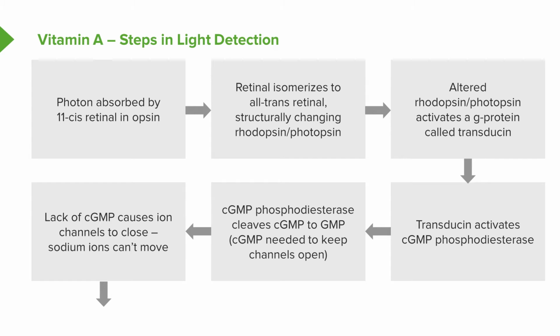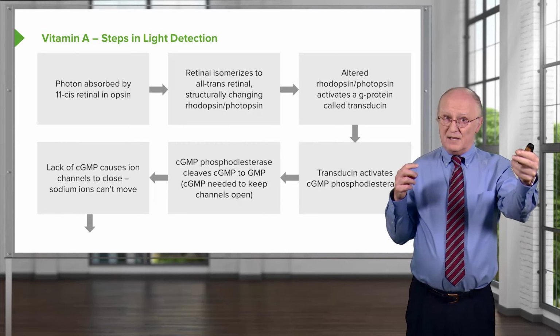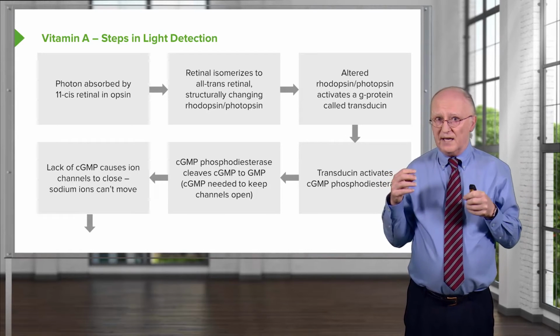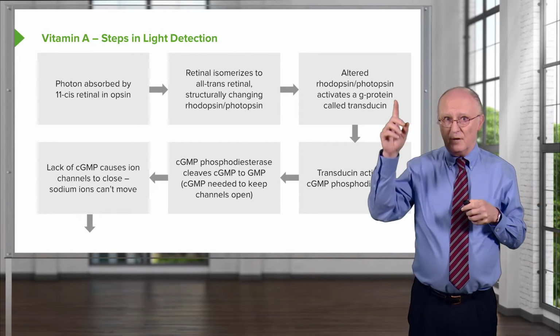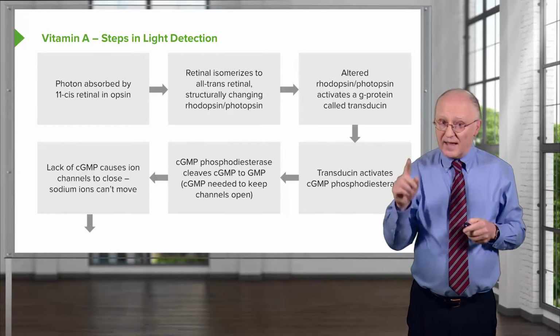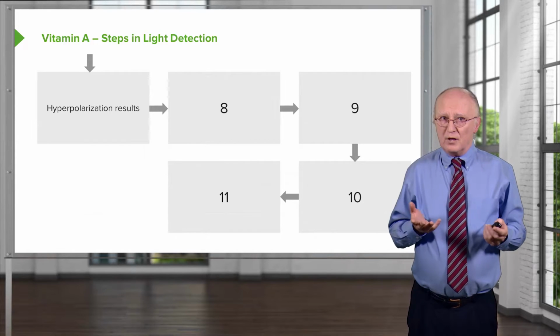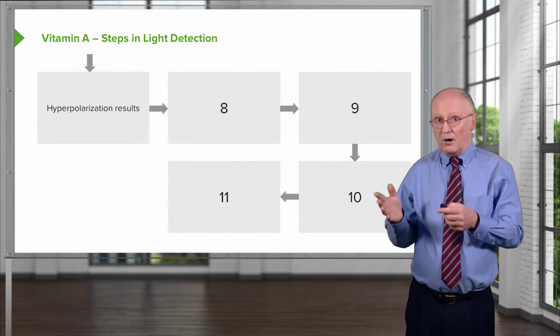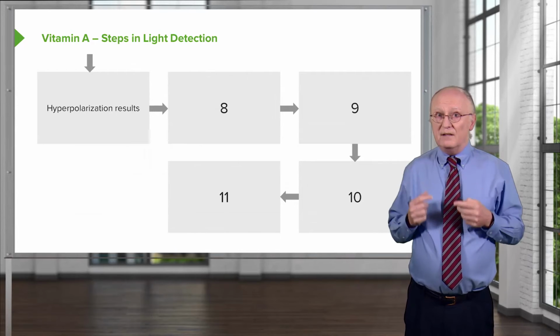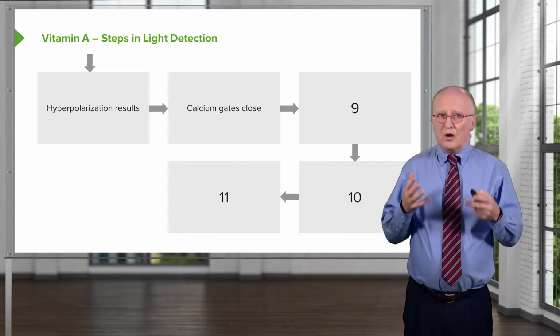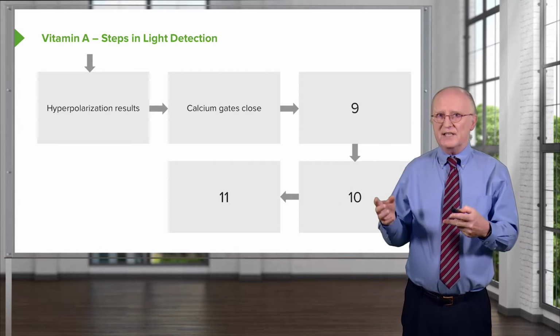Nerve cells have an important protein that pumps sodium ions out and potassium ions in. So if the potassium ions are getting pumped in and the sodium ions are getting pumped out, but the sodium ions can't come back in, what's going to happen? Well, the sodium ion concentration is going to increase, and that's what hyperpolarization is actually all about. The hyperpolarization that results is the next part of the signal of telling the brain that the eye has detected light. The hyperpolarization causes, in the next step, calcium gates to close.